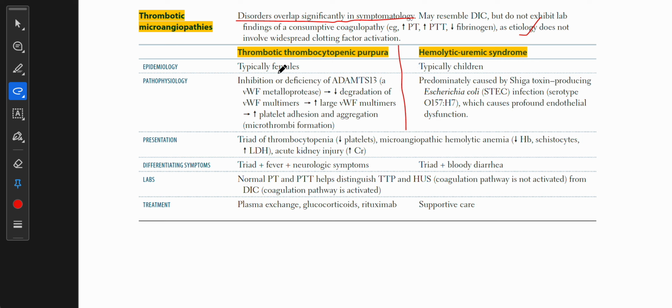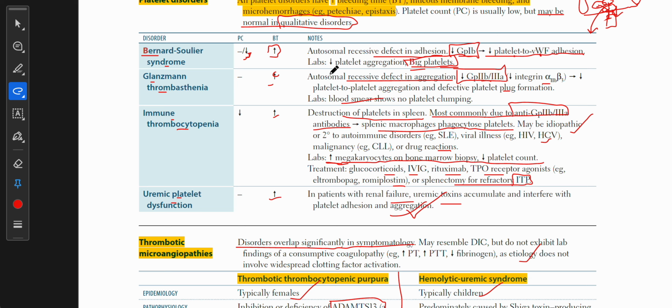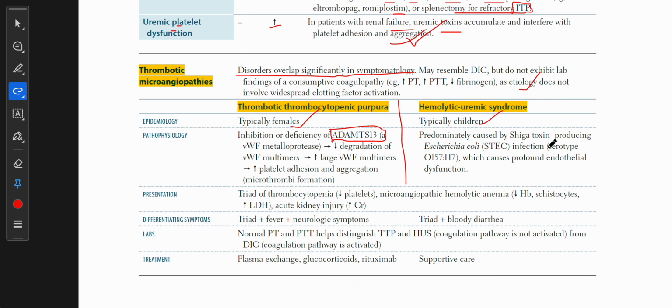So in differences, epidemiology: TTP, which is thrombotic thrombocytopenic purpura, is typically affecting females, and hemolytic uremic syndrome is typically affecting children. The pathophysiology is inhibition or deficiency of ADAMTS13. This is what you have to remember. In TTP, there is a deficiency or inhibition of ADAMTS13, but in ITP, as we have talked earlier, there are autoantibodies to GP2B3A receptors. This is the main difference on a pathophysiological basis.